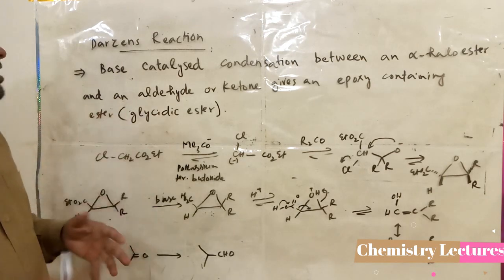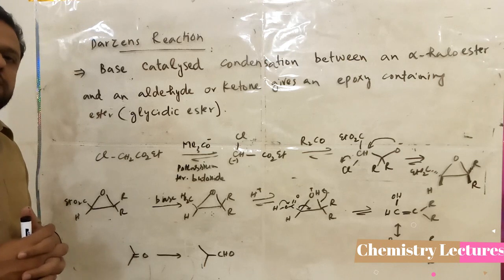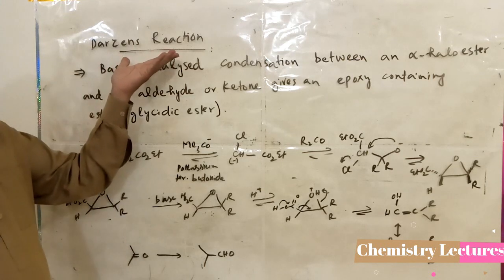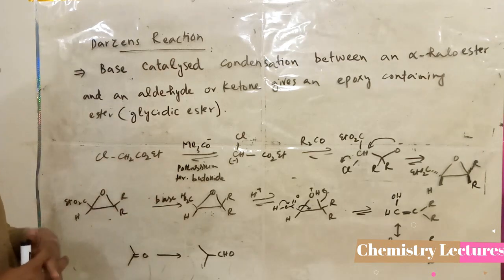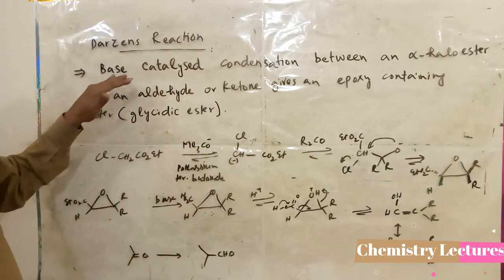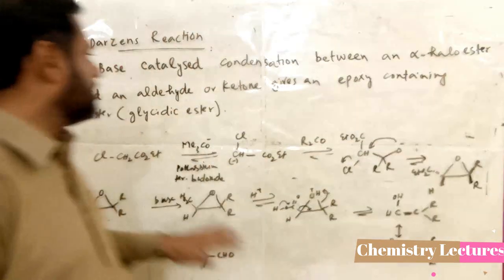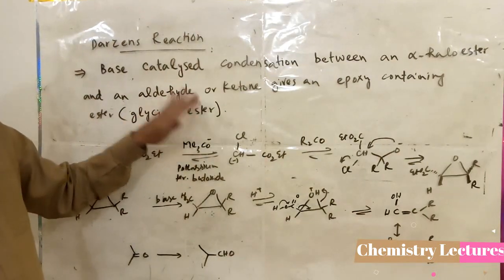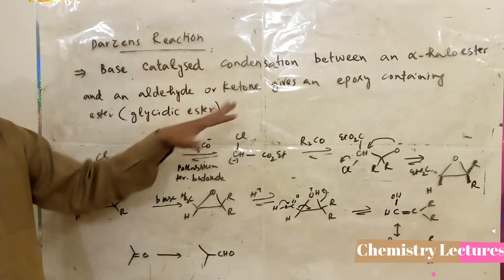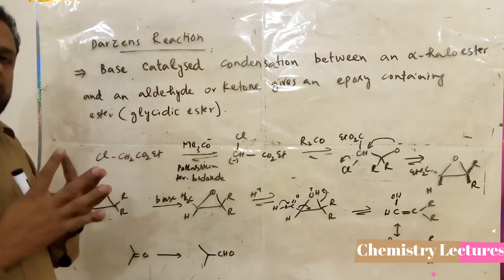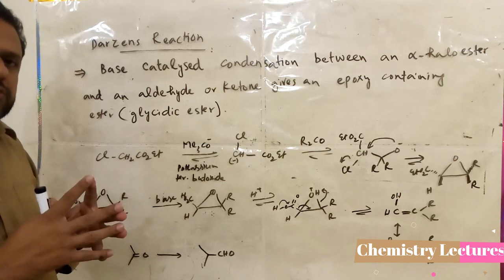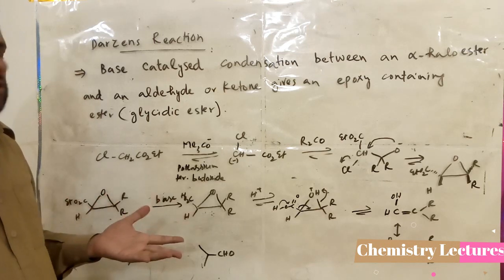Now we'll discuss another different type of base catalyzed condensation reaction, which is called the Darzens condensation reaction. What are the reagents of the Darzens condensation reaction? In this case, an alpha haloester reacts with an aldehyde or ketone in the presence of a base to give you an epoxide ring. You know what an epoxide ring is? A ring which contains three members, in which one member is oxygen and two members are carbon, is called an epoxide ring.